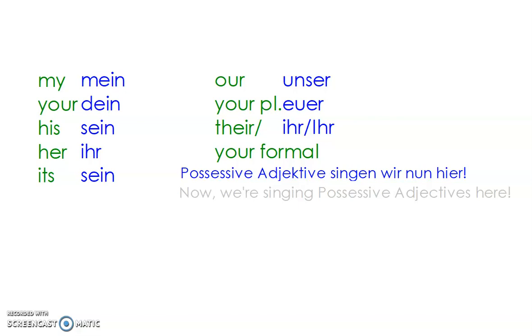It goes like this. Mein, dein, sein, ihr, sein, unser, euer, ihr. Possessive Adjektive singen wir nun hier.